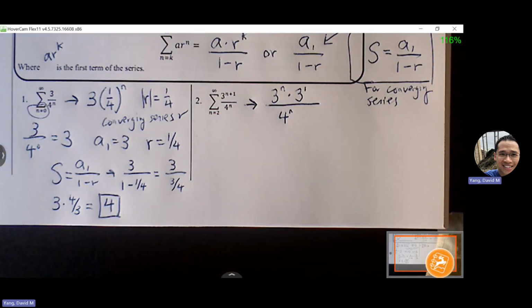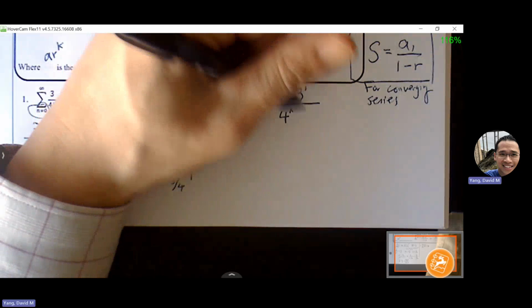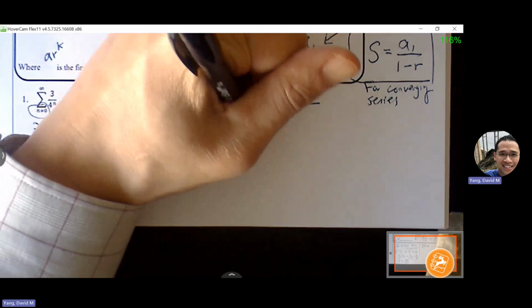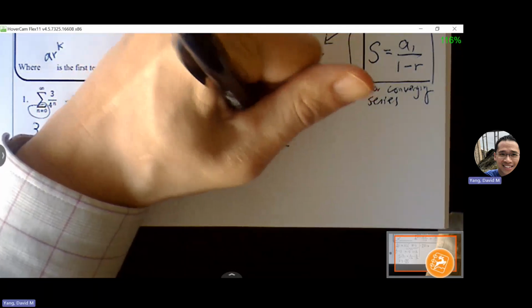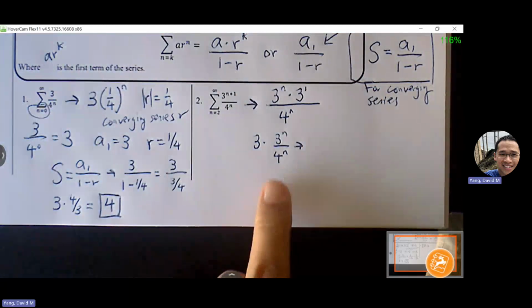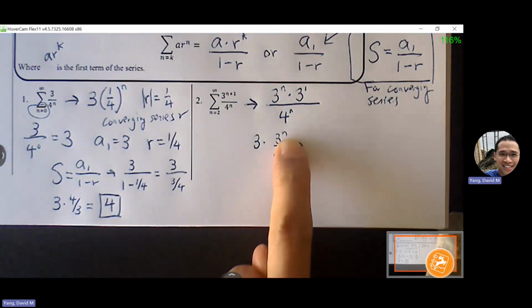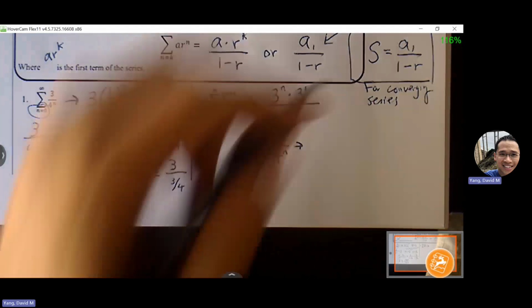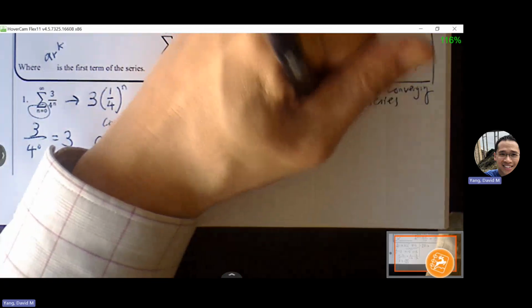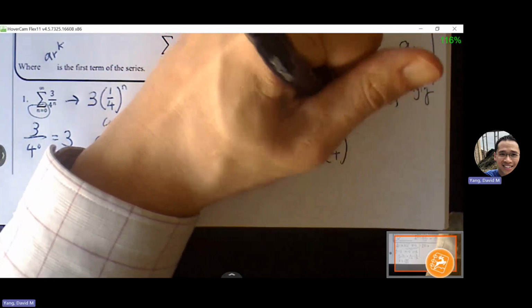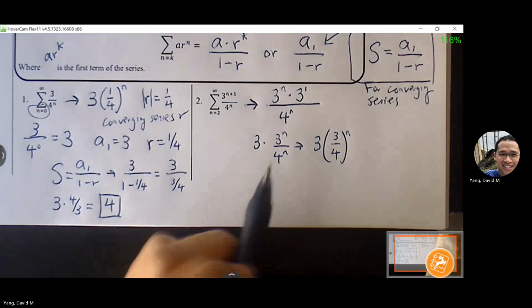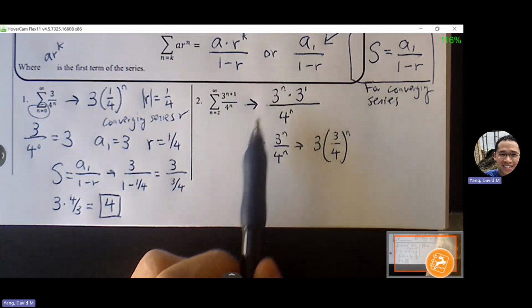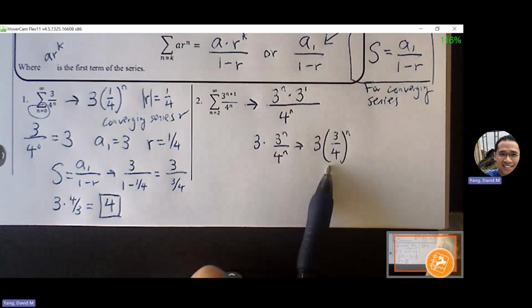Can I rearrange this in a way where I can see the a and I can see the r and I can see the n? Yes, I can rearrange this. Make it 3 times 3 to the n over 4 to the n, and then I can continue to clean this up by pulling that n outside a set of parentheses and making it 3 times 3/4 to the n. Does this sequence of steps make sense?